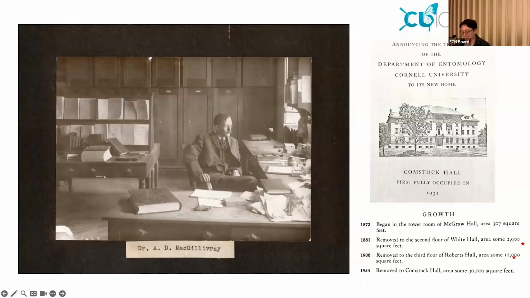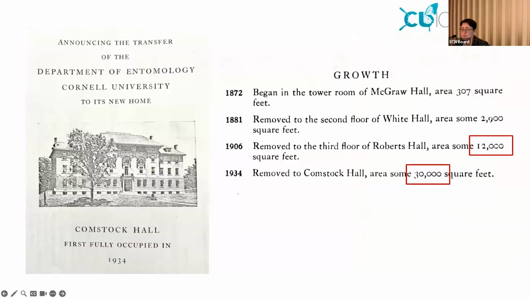Looking at the start of the Cornell University Insect Collection, it began back in 1872 with Cornell's chimes master at the time moving the collection into a space that he occupied in McGraw Hall, a space of 300 square feet, a little bit smaller than my current apartment. And looking through some of these older documents, I was like, what is this massive expansion of space that we're seeing here? 1906, 1,200 square feet.